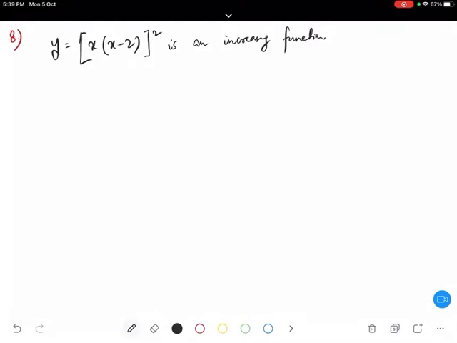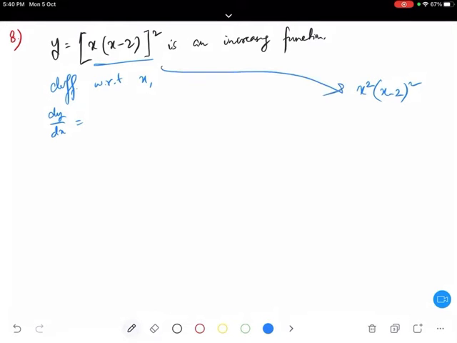Again the same thing, we'll just differentiate the function. So if I differentiate the function, what do you get? Differentiating with respect to x, dy dx is equal to, now look at here, this one is x square into x minus 2 whole square. Look at here carefully, this one is this thing only, it's whole square, so I can put the square of each one of them: x square into x minus 2 whole square.